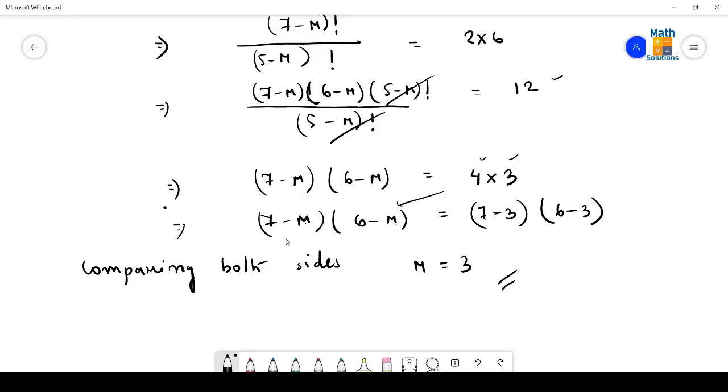So these are some preliminary concepts of permutation which we discussed today, along with two simple questions. In my next video, some more questions we shall be discussing.